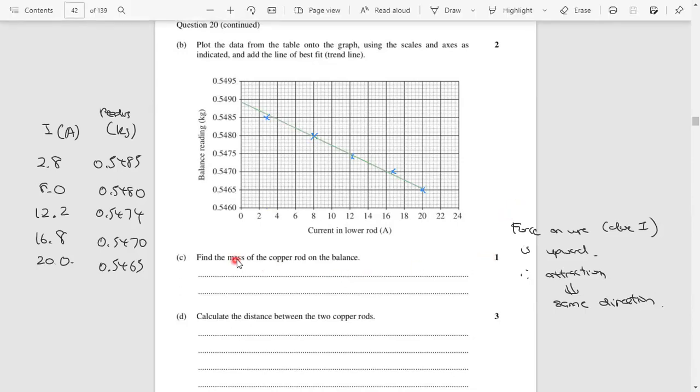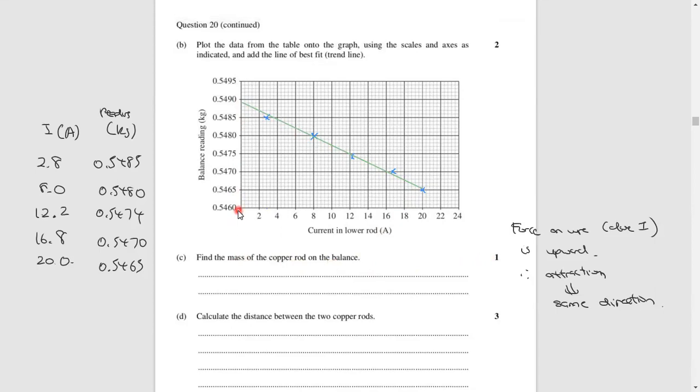it's very easy. To find the mass of the copper rod on the balance, we just use our line of best fit and go, hey, if we didn't put any current through, then of course, there's not going to be any force of attraction on the rod. If there's no force of attraction, then your balance should give me the reading. And so we're going to estimate the mass of the copper at 0.5489 kilograms.